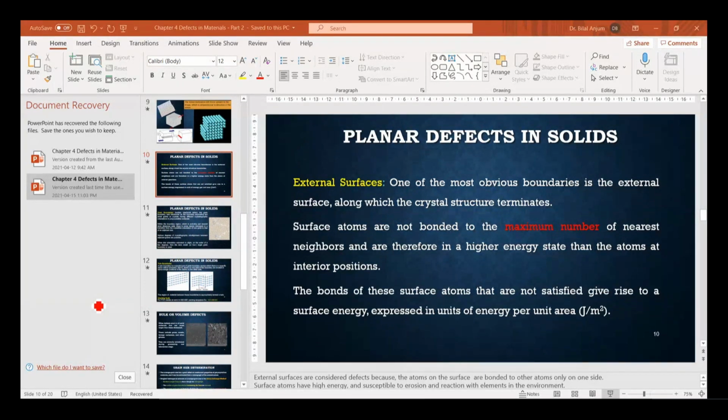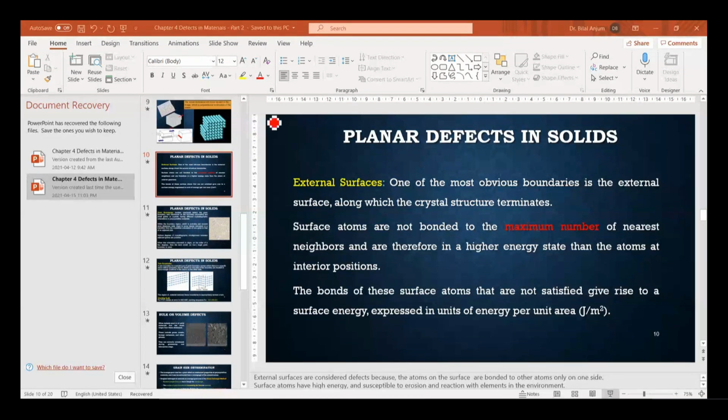Now, the second kind of planar defects, as I had already mentioned, are the grain boundaries. Another interfacial defect is the grain boundary, and it is a boundary that separates two small grains or crystals having different crystallographic orientations in a polycrystalline material. So obviously you cannot have this grain boundary in a single crystal.